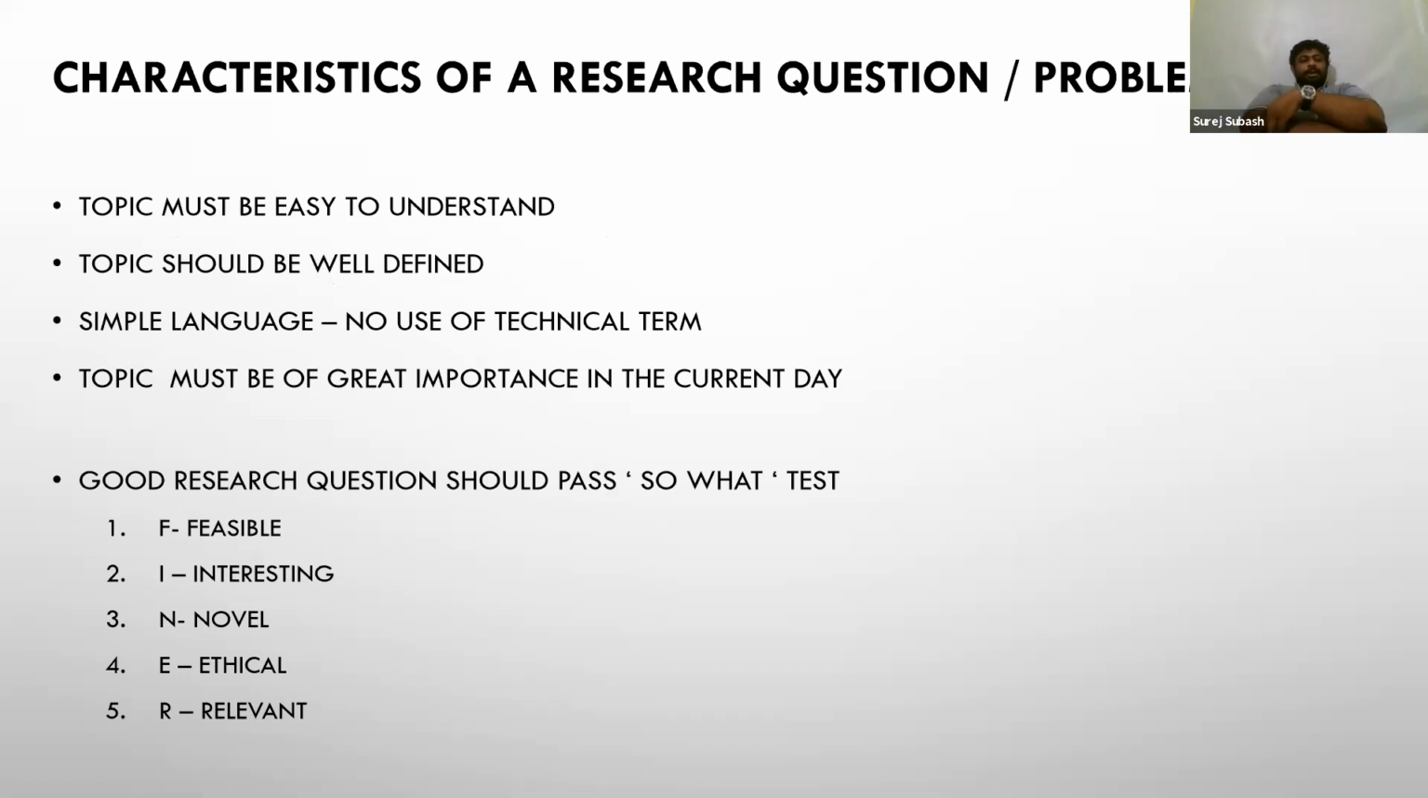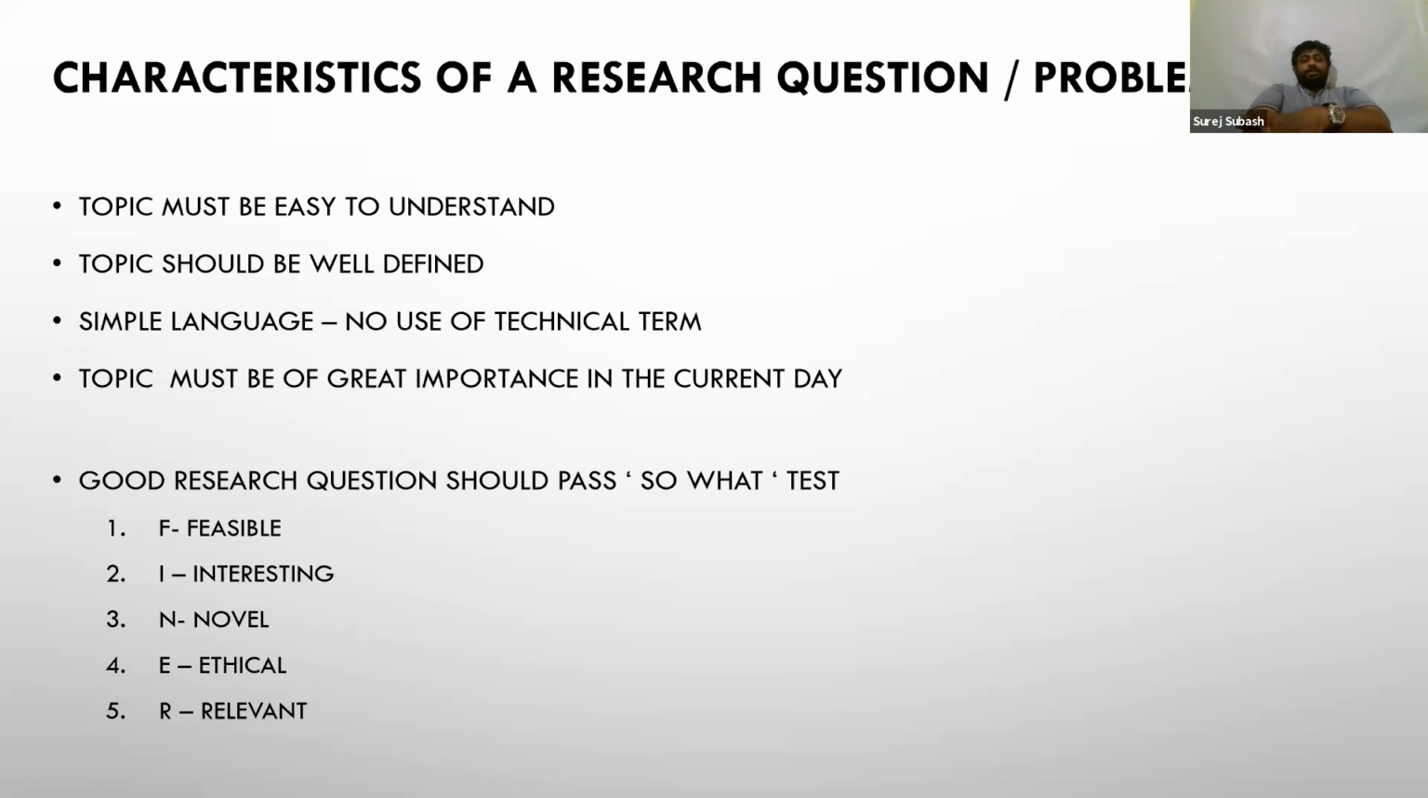So, characteristics of a research question or a problem: the first thing is the topic must be easy to understand. If you're picking up a topic, it should be quite easy to understand. You cannot put up a lot of big terms in the research title, which makes it quite difficult to understand. The topic must be very easy to understand, and the topic should be well defined.